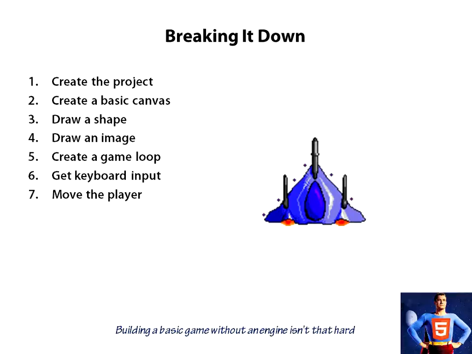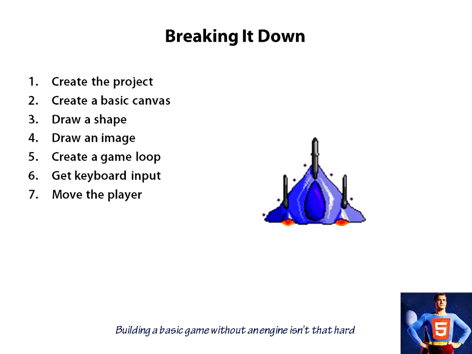Then we're going to create a basic canvas. We're just going to get a canvas set up on our project and just make sure that we can display that canvas. Then we want to test things out and make sure that we can draw on that canvas. So we're going to start off by learning how to draw a basic shape. And then after we've drawn a basic shape, we'll convert that to drawing an image, because of course if we want to create a game, we need to be able to draw our sprite or our image on the screen.